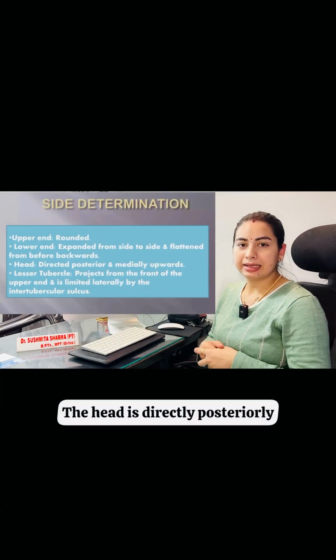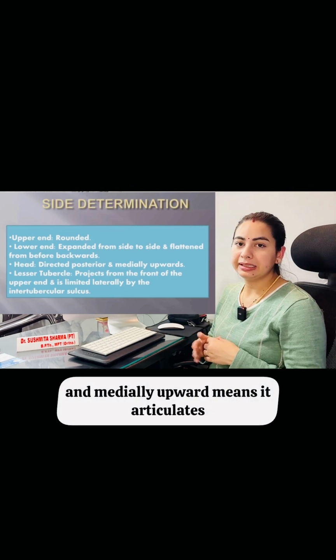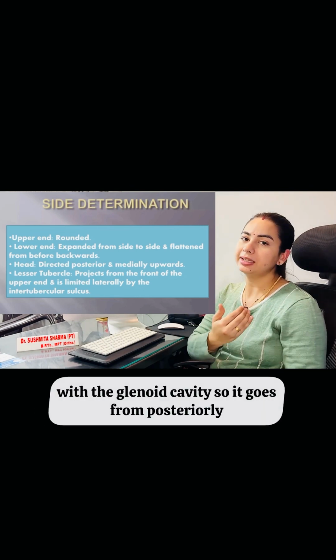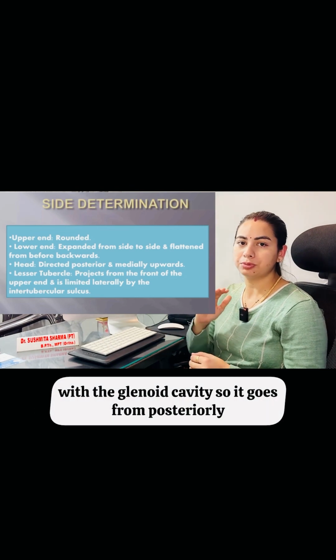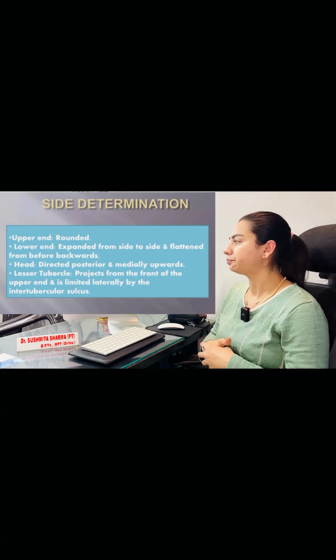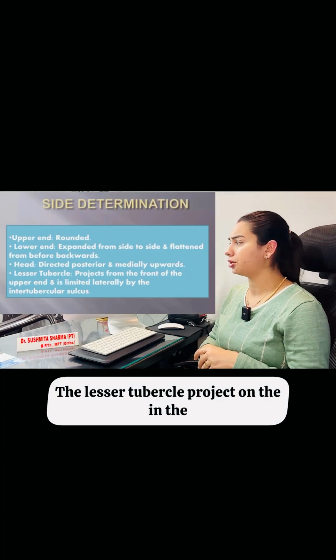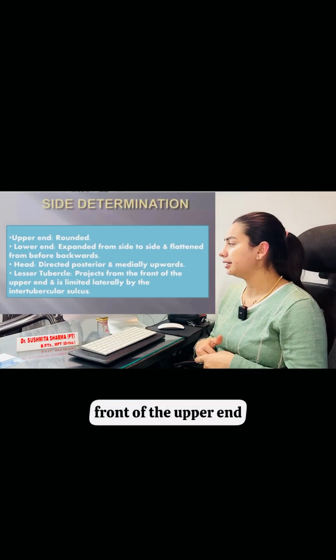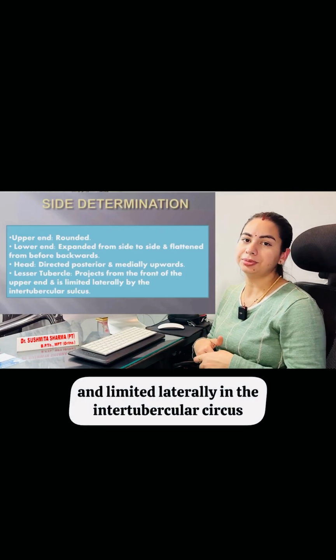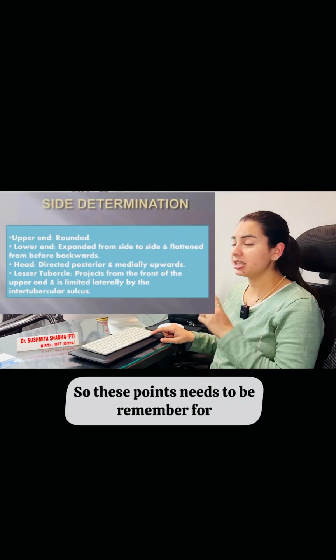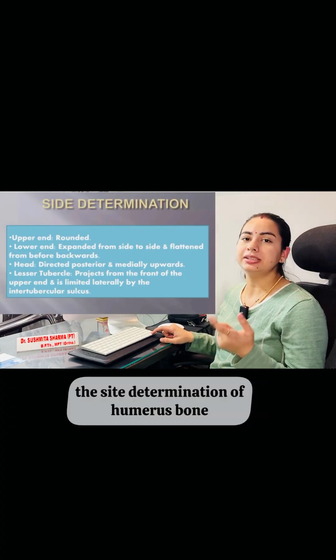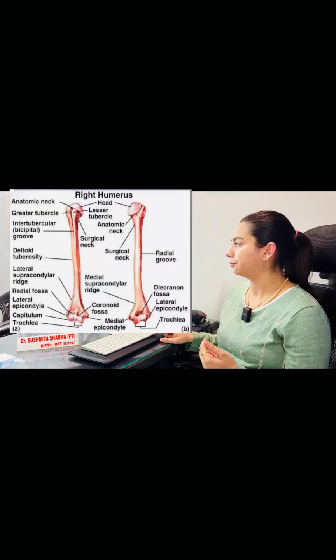The head is directed posteriorly and medially upward, meaning it articulates with the glenoid cavity, so it goes posteriorly and a little medially. The lesser tubercle projects in the front of the upper end and is limited laterally by the intertubercular sulcus. So these points need to be remembered for the side determination of the humerus bone.